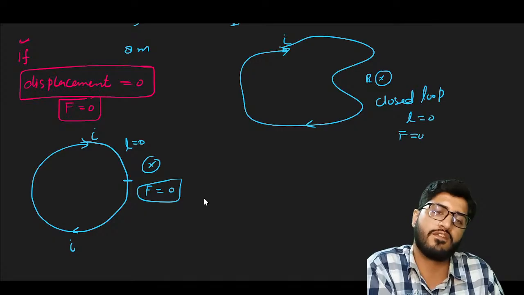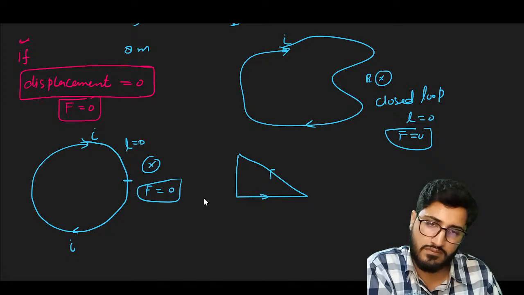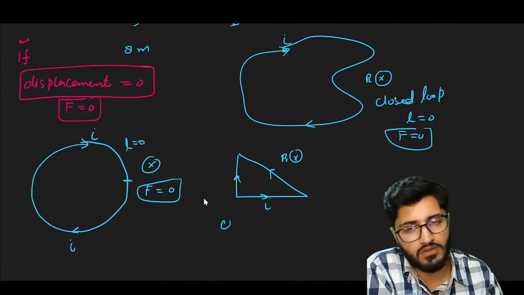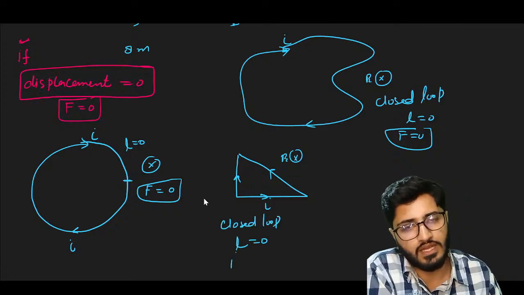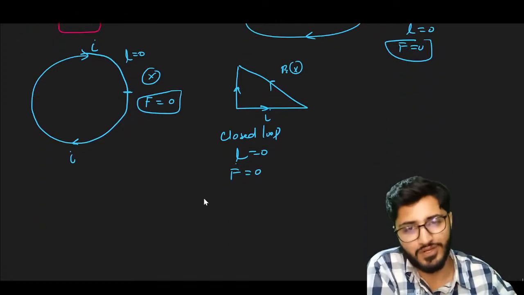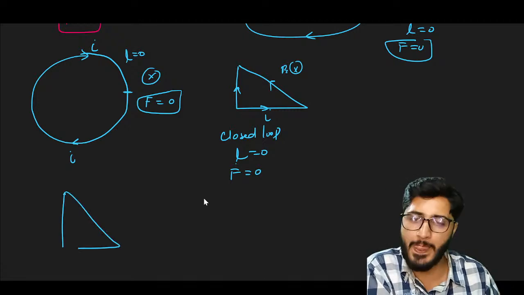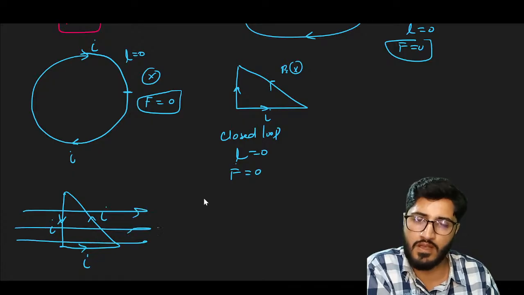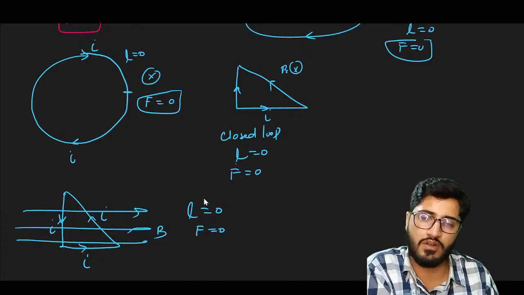What about this one? Same, closed loop, L is zero, F is zero. Okay, one more. Look, magnetic field, same, L is zero, F is zero.